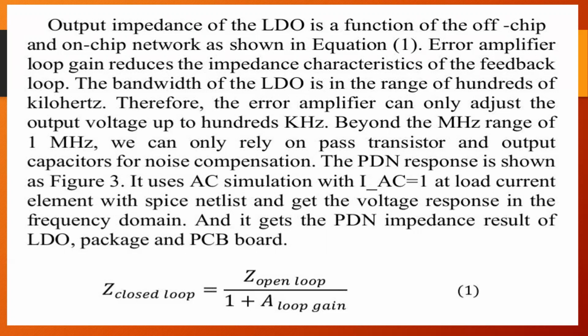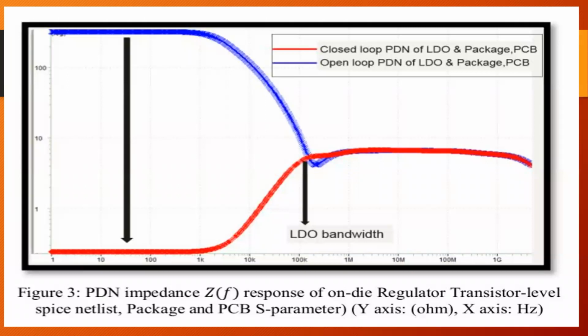It uses AC simulation with IAC equal to 1 at the load current element with the SPICE netlist and gets the voltage response in the frequency domain, and it gets the PDN impedance result of the LDO, package and PCB board. Z closed loop equals Z open loop divided by (1 plus A, the loop gain). Figure 3 tells us about the PDN impedance, the response of the on-die regulator transistor level netlist with package and PCB parameters.